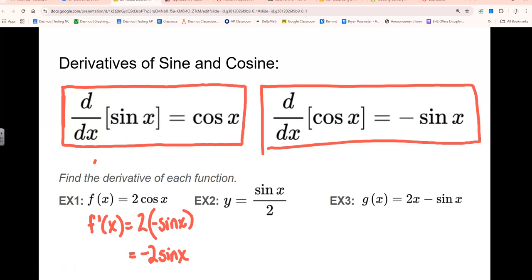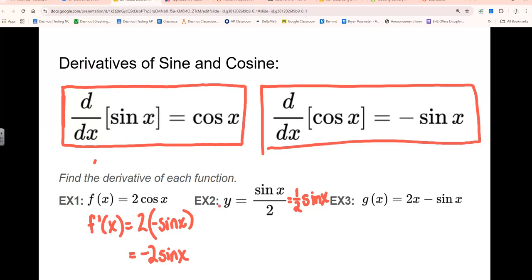Now, y equals here looks a little bit different because I've got sine x divided by 2. But can that be written as a coefficient? 1/2 times sine x, right? So even though it's just divided by 2, it can be written like it's just a coefficient. So if you're taking the derivative here, you are going to just have 1/2 times the derivative of sine x.